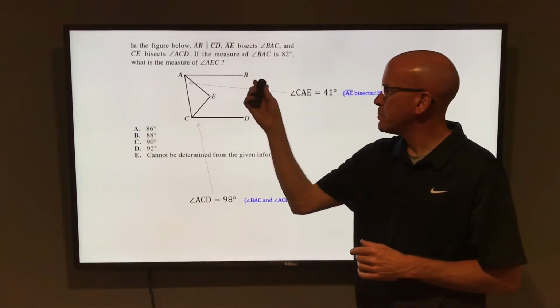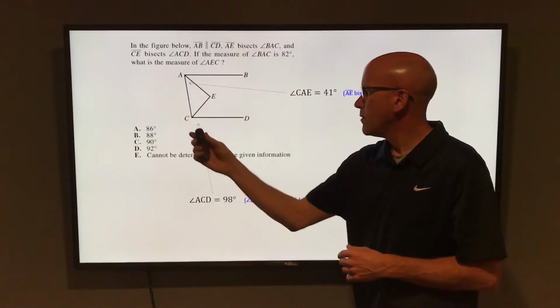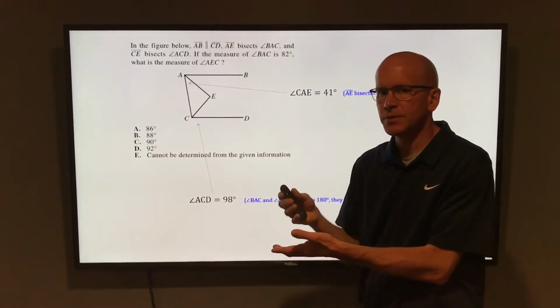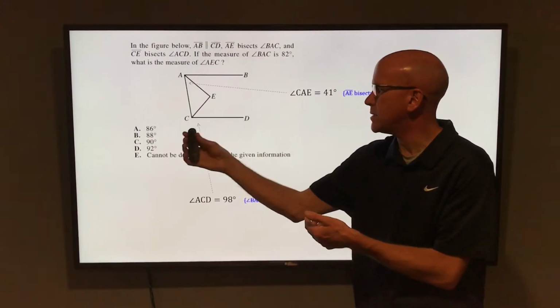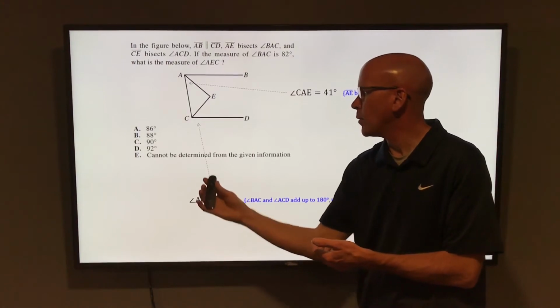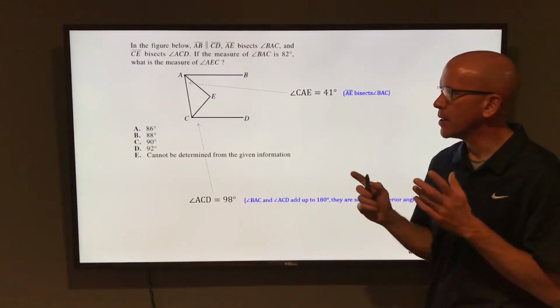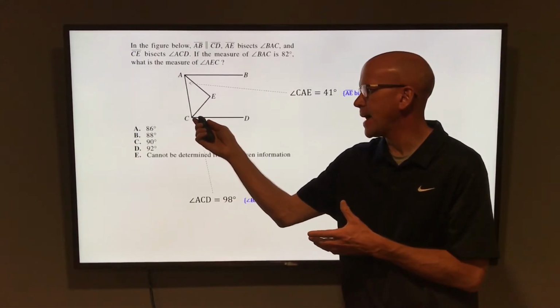So if this big angle BAC up here is 82, then this angle ACD is 98 because those same side interior angles add up to 180 degrees. So take 180 minus 82, that's how we're getting this angle ACD to be 98 right there. Remember that big angle ACD of 98 is cut in half by CE.